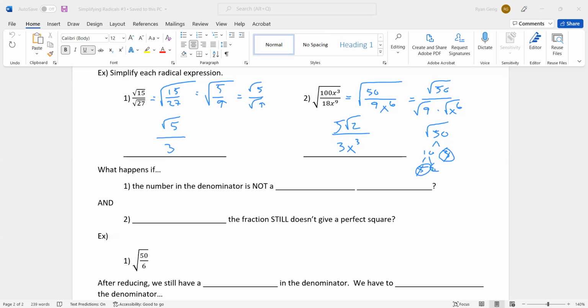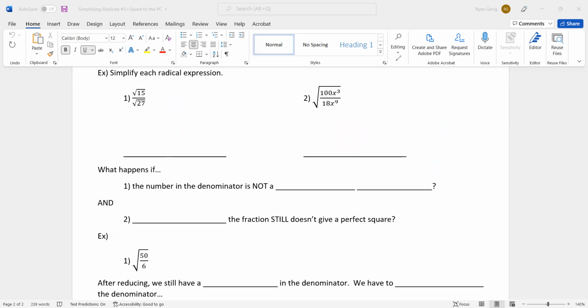Now, still not too bad. Some of you might be thinking, yeah, I can do this. And some of you might be lost right now. But regardless, what happens if the number in the denominator is not a perfect square? Well, we saw that already, right? The last couple examples, they weren't perfect squares, and reducing the fraction still doesn't give me a perfect square. So every example we've done so far, it's either already been a perfect square or it's reduced to a perfect square. What if that doesn't happen?